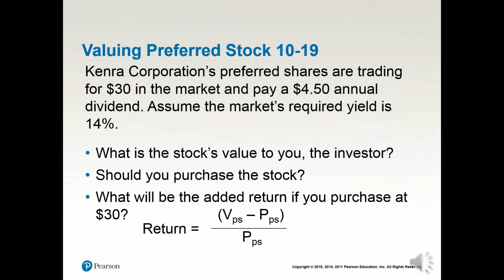Let's take a look. We can calculate the stock's value by taking the dividend, $4.50, divided by the market's required rate of yield, which is 14%. $4.50 divided by 14% is $32.14. What that tells me is that the value to me, because I require 14%, is $32.14, which actually is greater than the price. Should I purchase the stock? Absolutely. I'm going to be getting more value from it than the price of it.